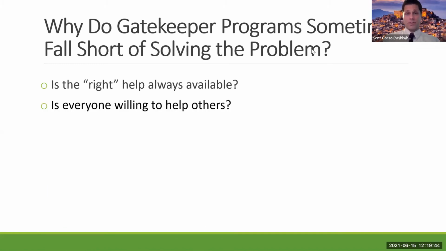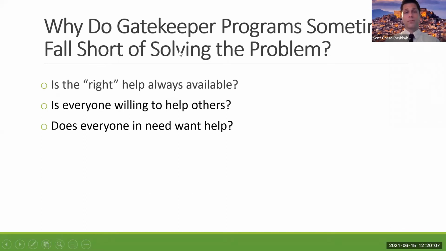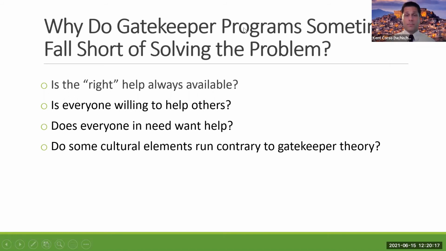Not everyone's willing to help others. In certain cultures, we have a bit of an emphasis around privacy or an emphasis around minding your own business. And people think, well, you know what? That's not my place to ask this person what's going on in their personal lives. If they open that conversation, I'll engage with them, but I'm not going to initiate that, right? We also have people who, we talked about that one, but sometimes there are cultural elements that run contrary. So there's mental health stigma out there, right? That it's not okay to ask for help. And so they may not ask.